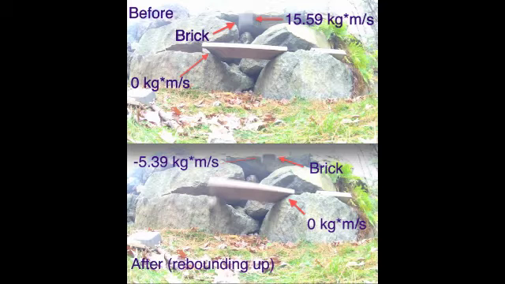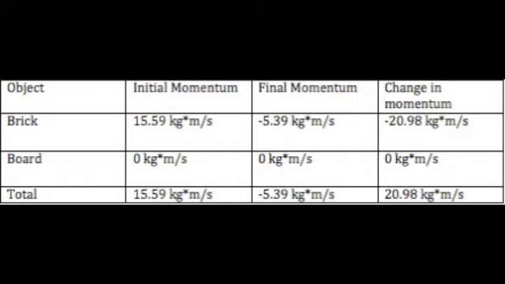After the brick hit the board and rebounded, it had a momentum of negative 5.39 kilogram meters per second, and the board stayed at 0. The total change in momentum was negative 20.98 kilogram meters per second, which is nowhere close to the 0 that it is supposed to be according to the law of conservation of momentum. I believe this discrepancy is caused by multiple factors, but primarily because the brick actually did cause the board to move a little bit. It had some momentum.